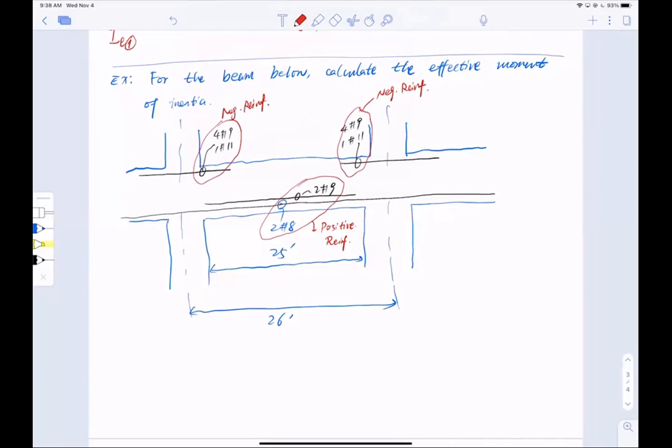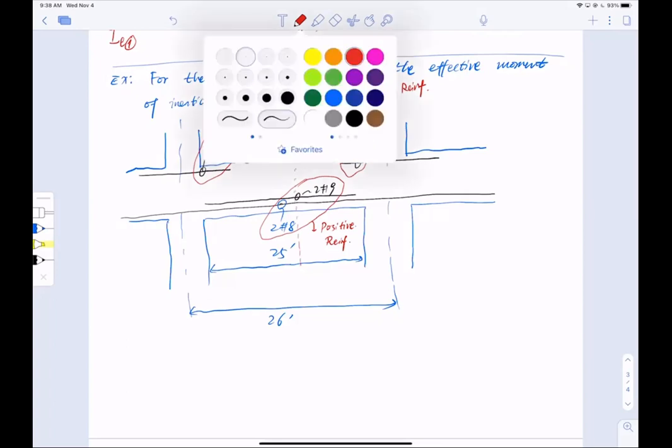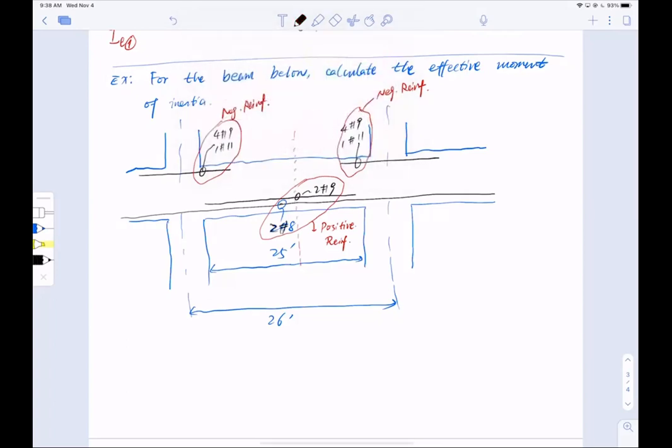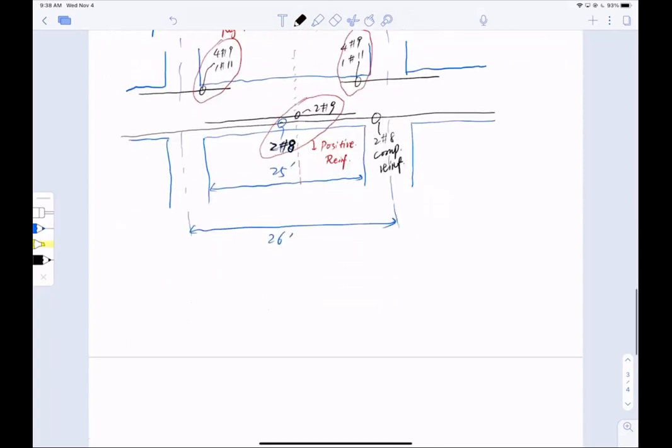All right. Now, just in case you haven't seen clearly, in the middle section I do not have any compressive reinforcement. I just have 2 number 9 plus 2 number 8. But at the ends, I have 4 number 9, 1 number 11, but be careful, I also have this 2 number 8 as a compressive reinforcement for the negative bending moment sections. So these are my reinforcement configurations.